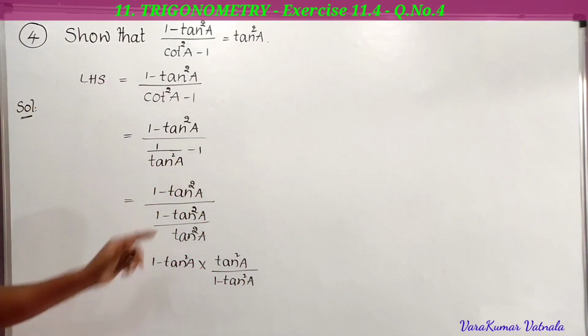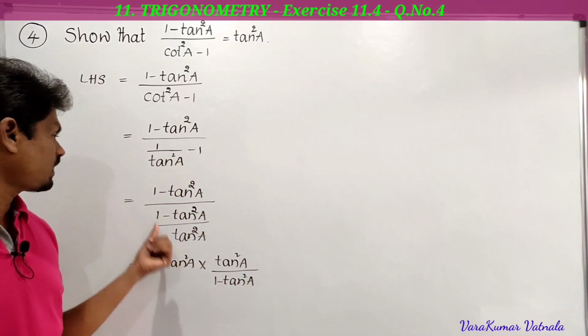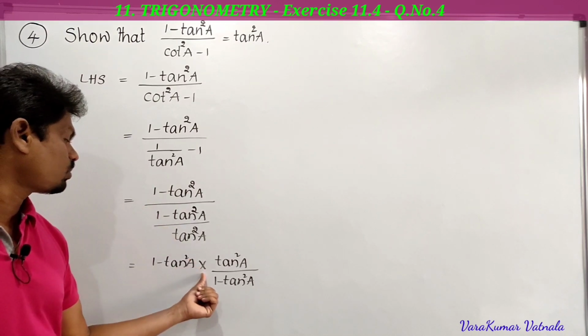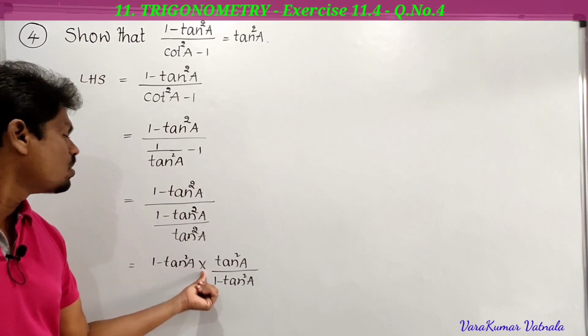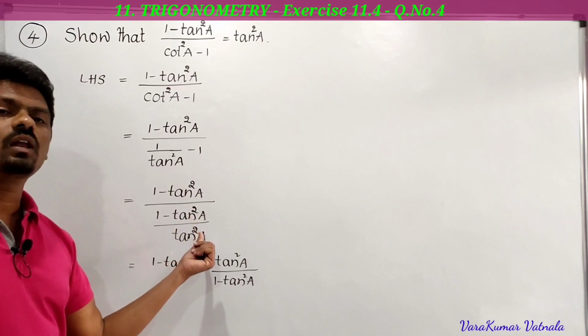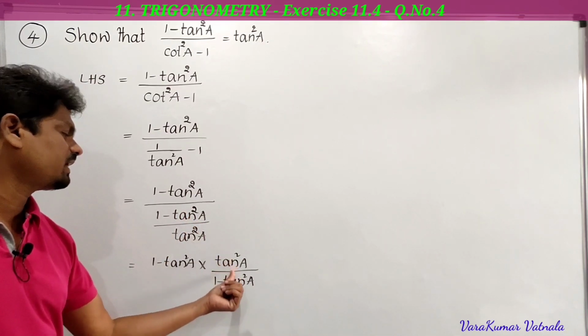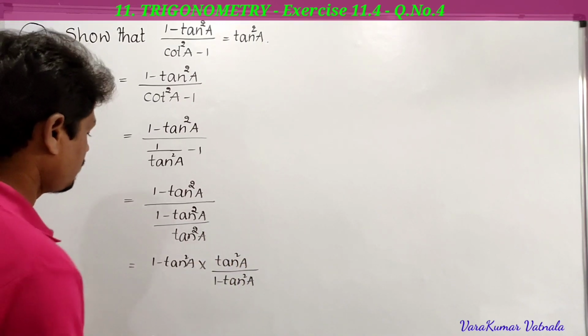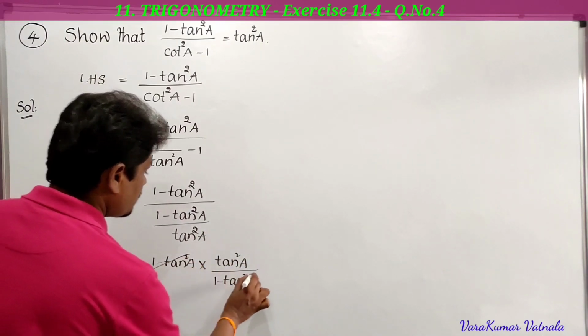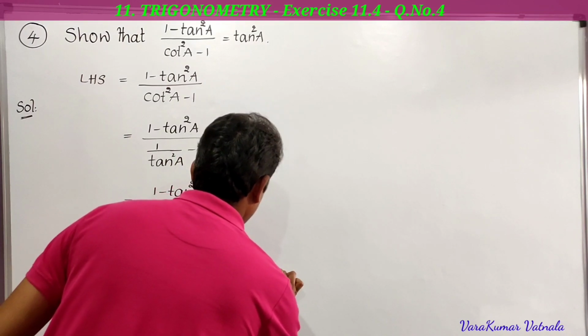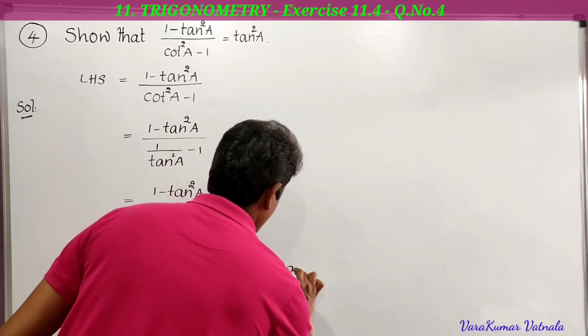So see here, just write this 1 minus tan square a as usual. For this, divided by, we have to write into, whenever we write into, just we have to write the reciprocal. So that is numerator as denominator and denominator as numerator. We can get tan square a by 1 minus tan square a. So here these two get cancelled. So finally we get tan square a.